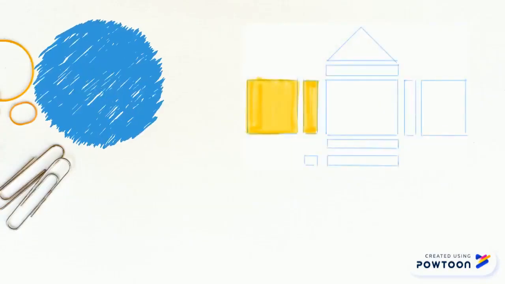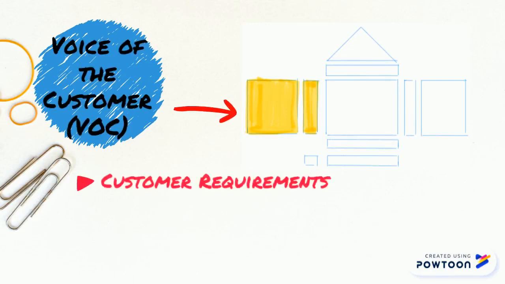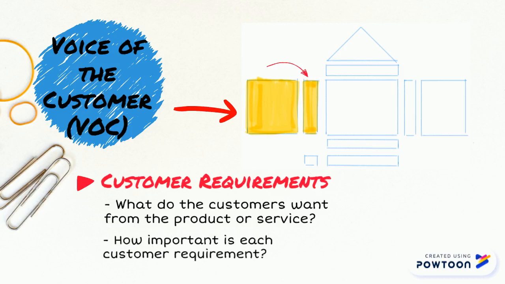First, the Voice of the Customer or VOC room. To create this room, we need to answer the question, what do the customers want from the product or service? The VOC room has an extension, the VOC Importance room. Here we ask, how important is each customer requirement?